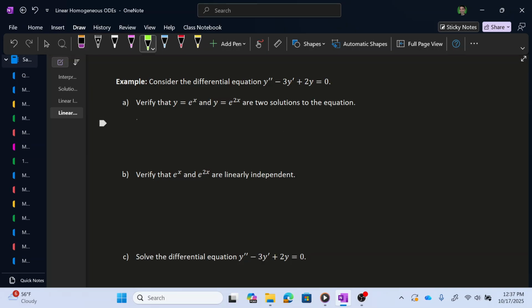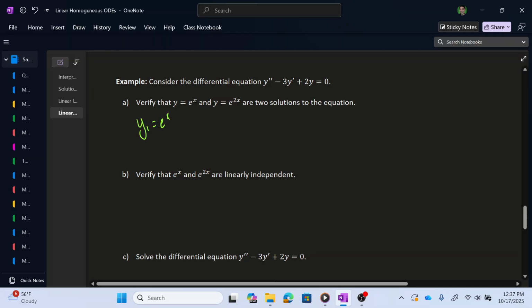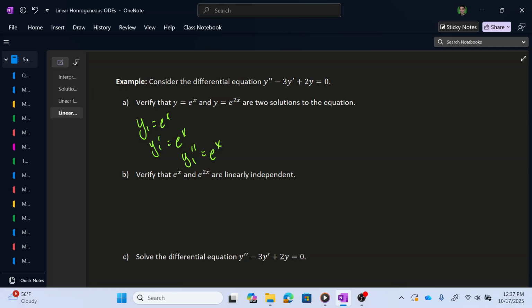To that end, I'm just going to take my two functions and plug them in to this equation and verify that both functions make the differential equation true. So here's the first one, e to the x. Y double prime is e to the x, that goes in. Y single prime is e to the x, that goes in. Y original is e to the x, that goes in.